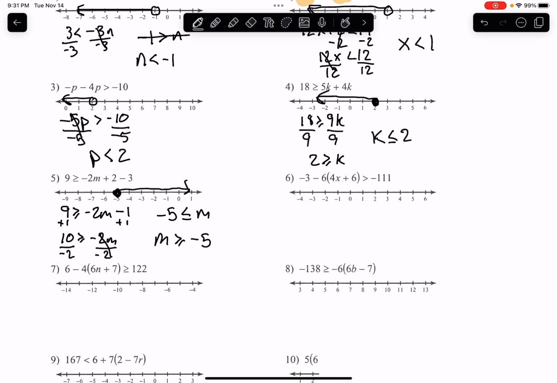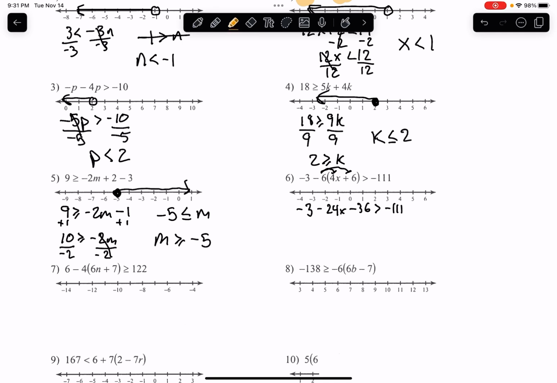So here's where we got to start distributing and then combining like terms here. So -6 times our 4x, I'm going to bring this down, -3 minus 24x, and then -6 times 6, so we're going to have minus 36 is greater than -111. Dealing with some big numbers, but don't get scared.